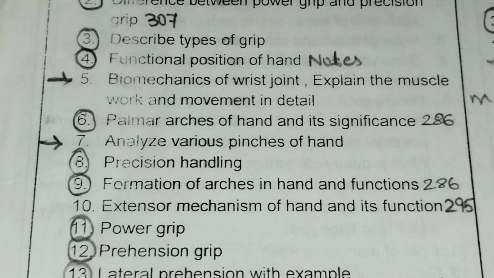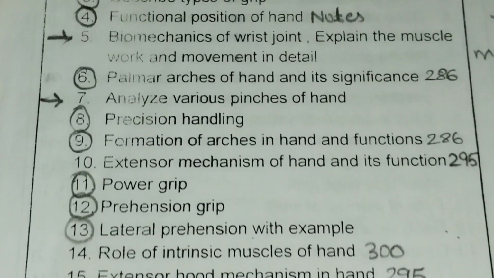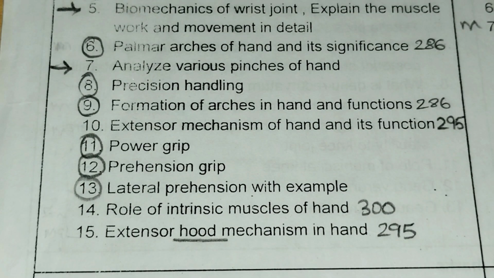Sixth one, palmar arches of hand and its significance. Seventh one, analyze various pinches of hand. Eighth one, precision handling. Ninth one, formation of arches in hand and functions. 10th one, extensor mechanism of hand and its function. 11th one, power grip. 12th one, precision grip. 13th one, lateral prehension with example. 14th one, role of intrinsic muscles of hand, and the last one is extensor hood mechanism in hand.